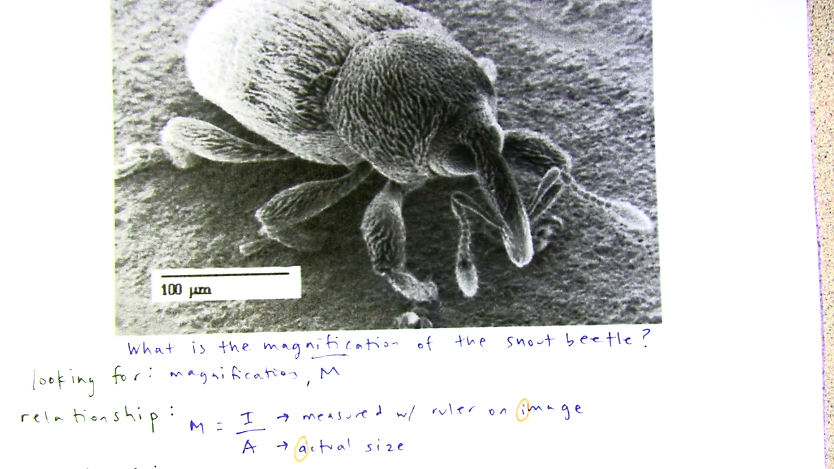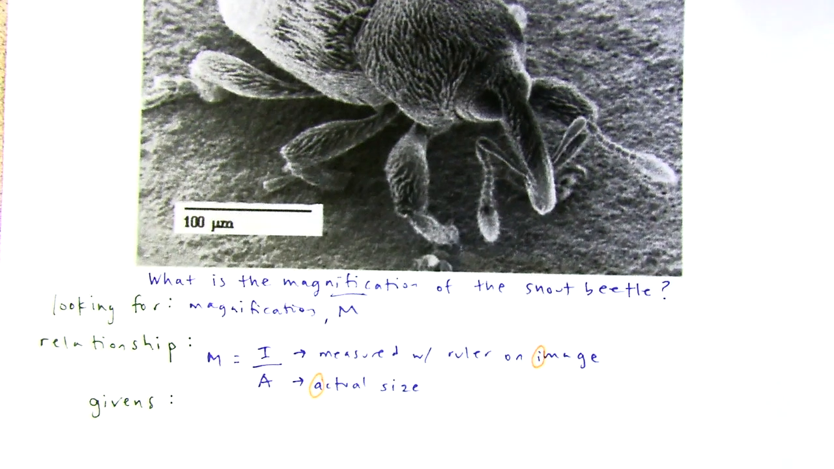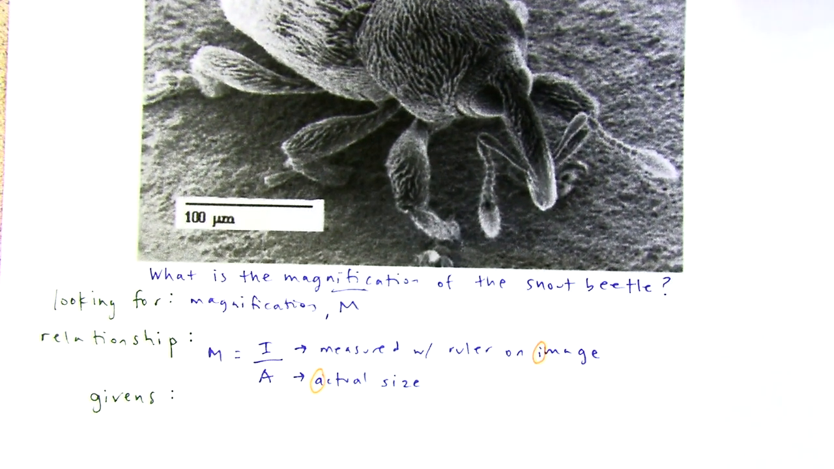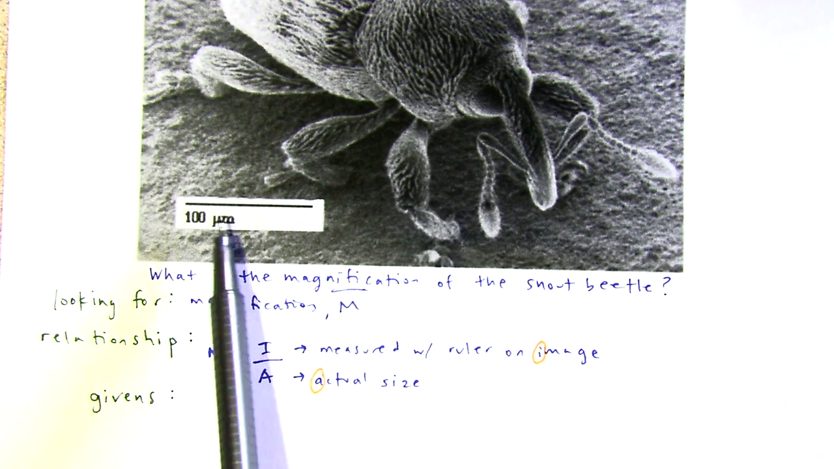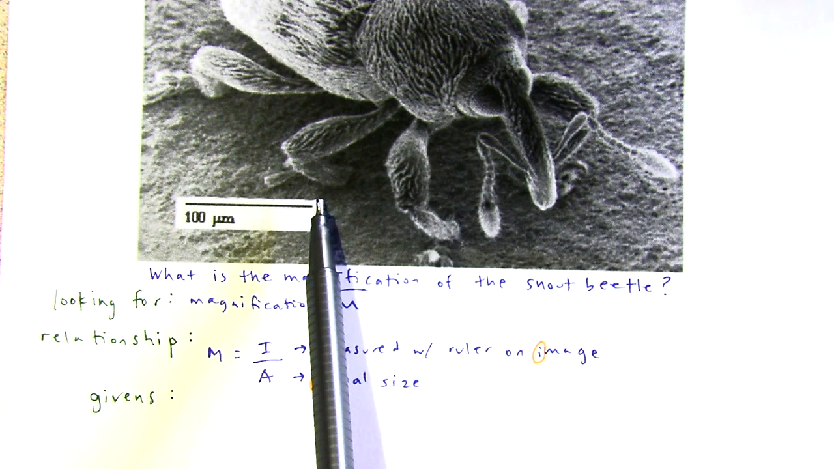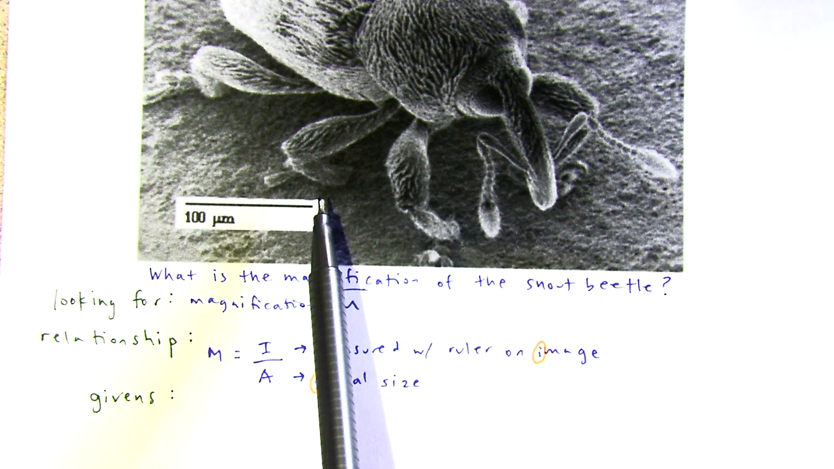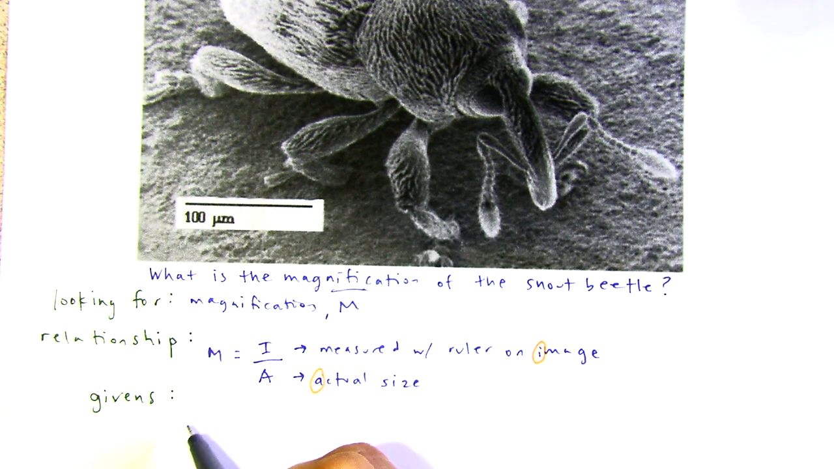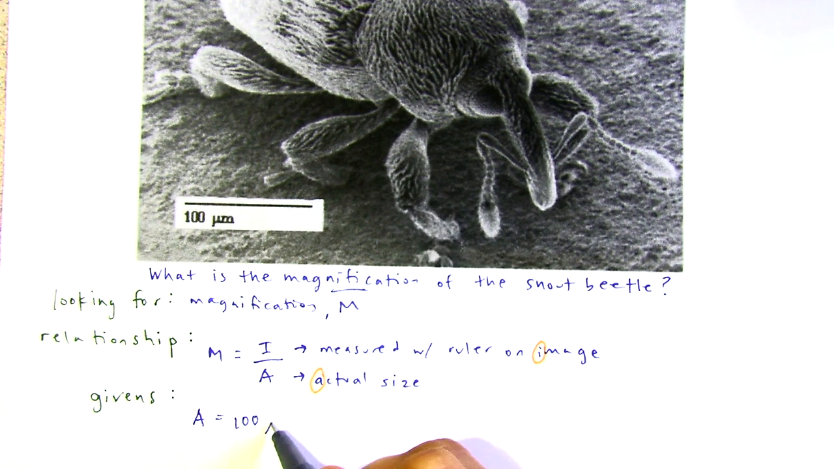Okay, so we know what we're looking for. We know what the relationship is. We have 3 variables here. We must be provided with 2 of them. That's how algebra works. So what are our givens? Well, we know that the scale bar is telling us that in real life, the actual distance from this part to this part of the snout beetle is 100 microns. So we have given A equals 100 microns.